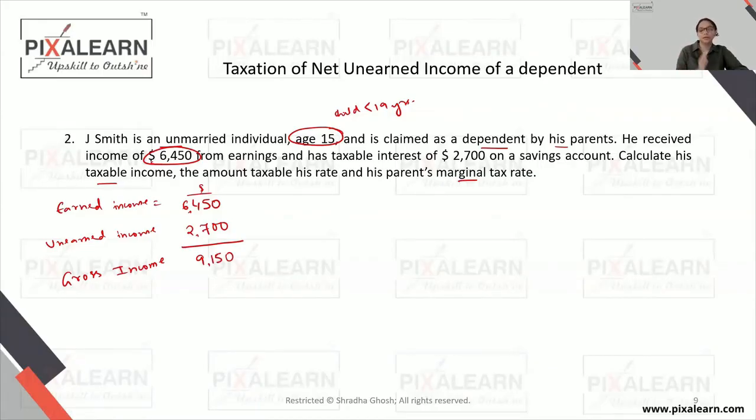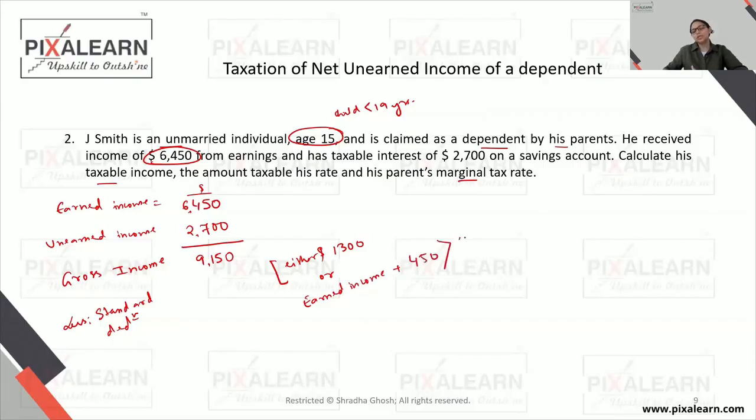Now, first you've got to look at the standard deduction, because when you calculate his taxable amount, that amount can be split into something which is taxed at the parents' higher marginal tax rate and something at the dependent's tax rate. But what is the standard deduction that you would get? Can anybody tell me what would be the standard deduction that this person would get? So we get to the rules of the standard deduction. What is it? It's either $1,300 or it is earned income plus 450, restricted to $14,600. We say, okay, I would get either 1,300 or I would get 6,450 plus 450, which is equal to $6,900.